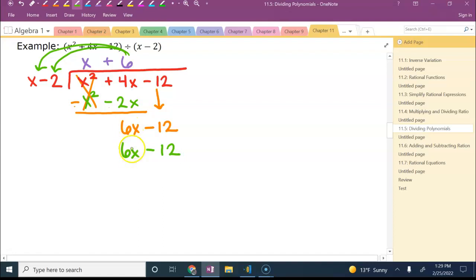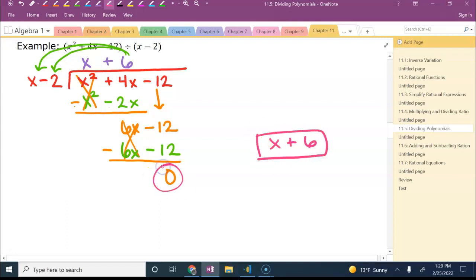Again, notice how the 6x's match. I said you wanted that to happen. So again, when I subtract, these are going to cancel. But if you look at the numbers, they're also the same, like negative 12 minus negative 12. Keep, change, change rule. You're adding opposites, you're going to get a 0. When you get a 0, that actually means that there's no remainder. So that means that x minus 2 divided perfectly into that polynomial that we started with. So my answer for this one would just be x plus 6. There would not be a remainder because we got that 0 at the bottom.